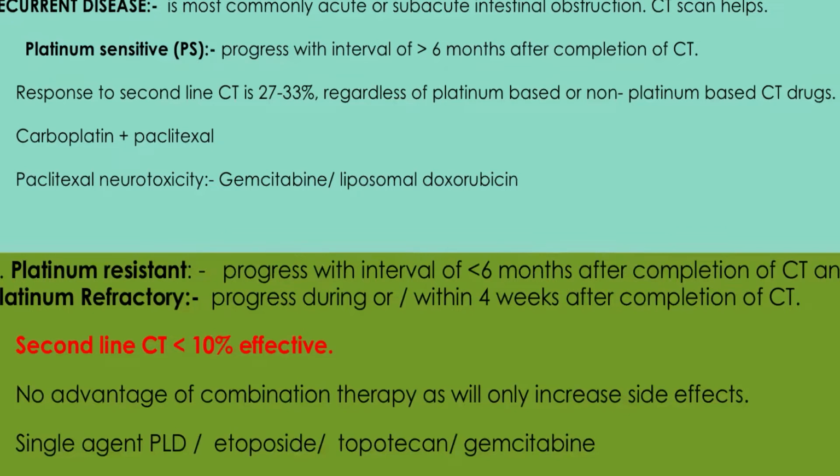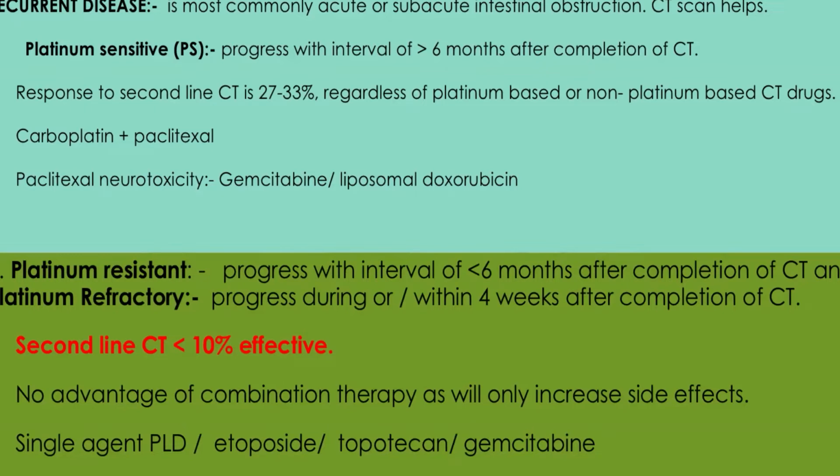Now coming to the second type of recurrent ovarian cancer, that is the platinum resistant. So platinum resistant is in case it recurs within 6 months after completion of chemotherapy. And the third type is platinum refractory. That means it has not responded at all to platinum and it actually progresses within or during the 4 weeks after completion of chemotherapy. So that is platinum refractory.